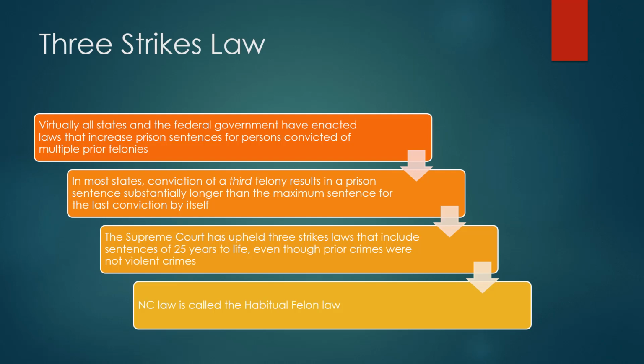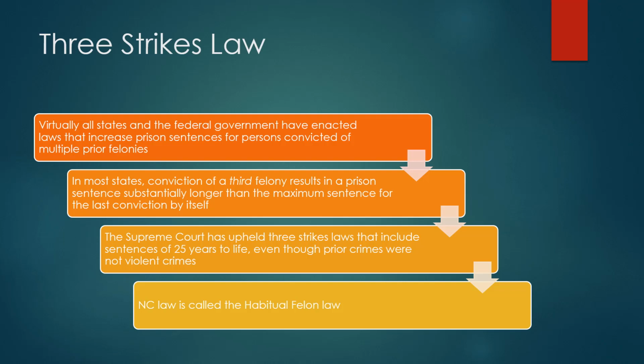We also have, as an attempt to combat this, the 3 strikes laws. This is a very, very popular thing. It's kind of crazy in some ways, but it's basically patterning the judicial system after baseball. It's saying, you get 1 strike, you get 2 strikes, but on 3 strikes, you're out. Virtually all states and the federal government have enacted laws that increase sentences for people that have previous felonies. In most states, on your 3rd felony conviction, you can get a maximum sentence. And sometimes that's life.